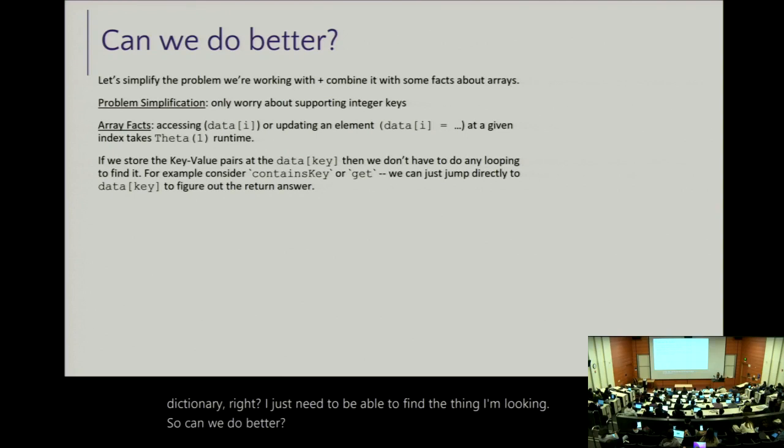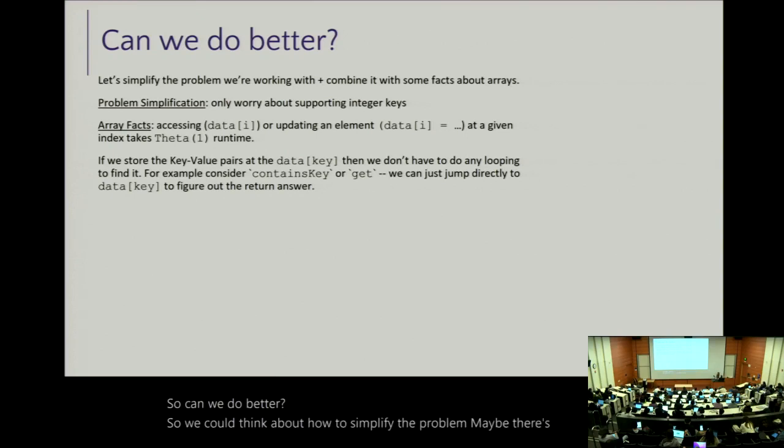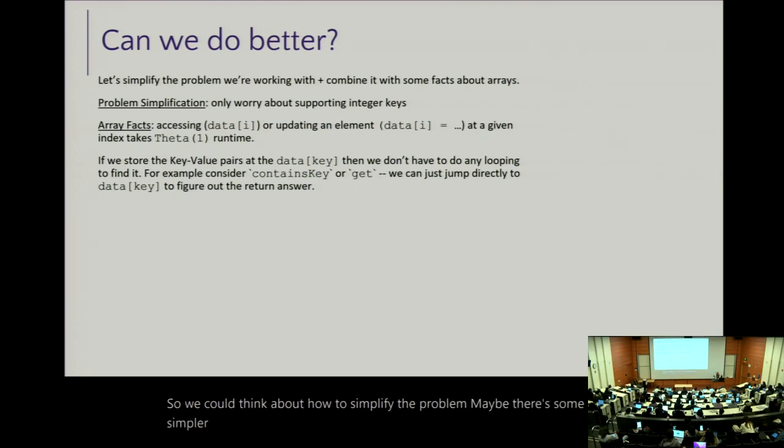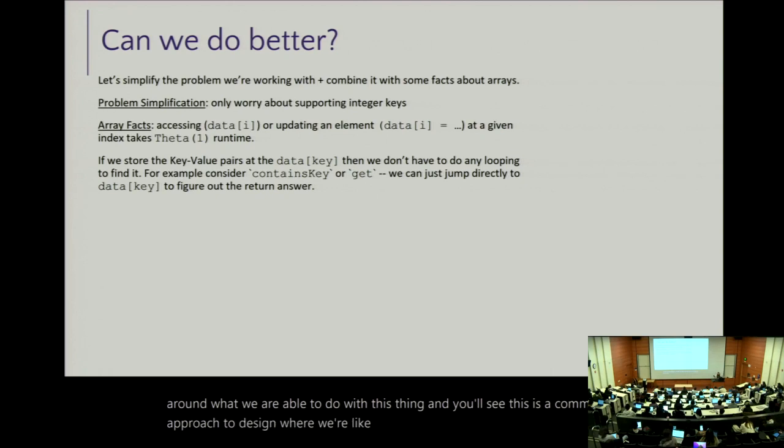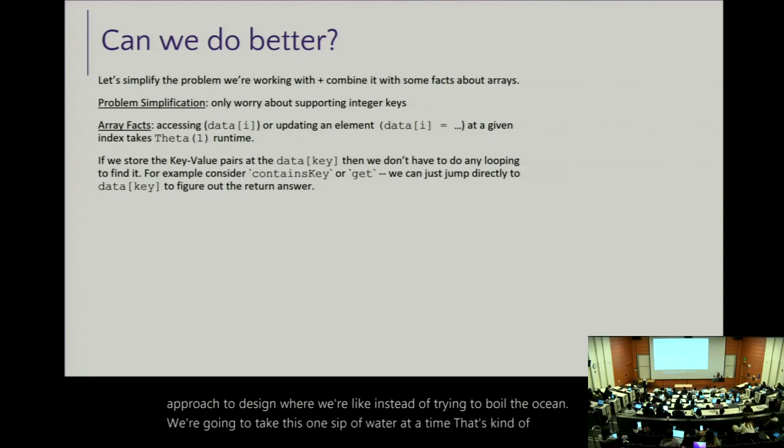So we could think about how to simplify the problem. Maybe there are some simpler, more efficient solutions if we put some constraints around what we are able to do with this thing. And you'll see this is a common approach to design where we say, okay, instead of trying to boil the ocean, we're going to take one sip of water at a time. That's what we're doing here, and we're going to build this design up piece by piece.